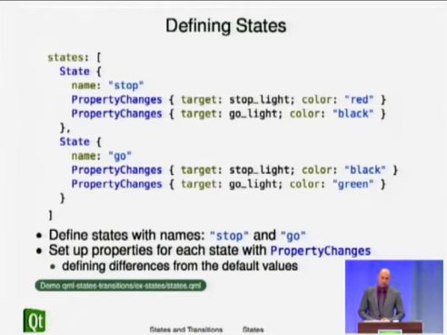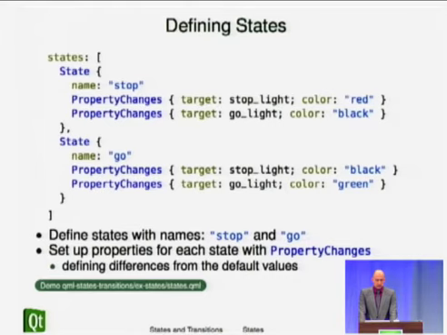What we see here is a property called states, which contains a list of states. So it starts with this square bracket, and then we have a comma-separated list of elements in that list. The first element is a state. It has a name called stop, and then it has a set of property changes. The property changes is, again, an element that has a target property, which tells you what it acts on, and then one or several properties that need to change when that happens.